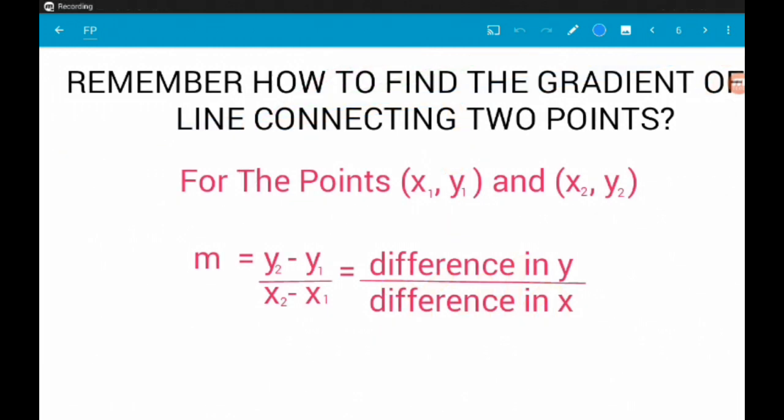Okay, so we need to remember that to work out the gradient of a straight line, if our coordinates are x1, y1 and x2, y2, then the gradient of that straight line is y2 minus y1 over x2 minus x1, or the difference in y over the difference in x. So now we can apply that to our coordinates here to work out, first of all, the gradient of the chord and then the gradient of the curve.